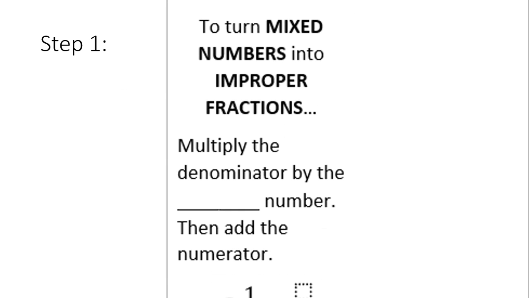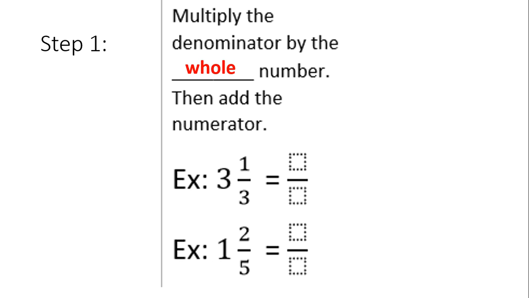So if you scan down that column, you'll see it says to turn mixed numbers into improper fractions, you need to multiply the denominator by the whole number. Then add the numerator. So if you're looking at this first fraction, 3 and 1/3, remember you want to multiply the 3 times the 3, which would be 9, and then add the 1, which would be 10. So we write the 10 over the bottom number, which was 3.